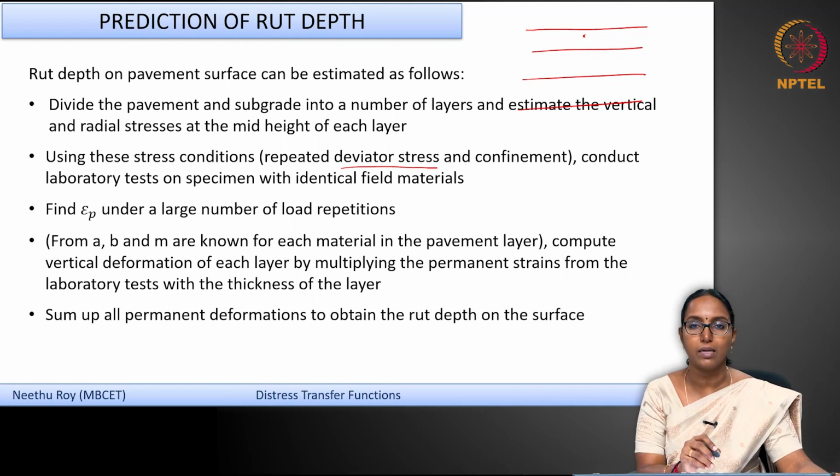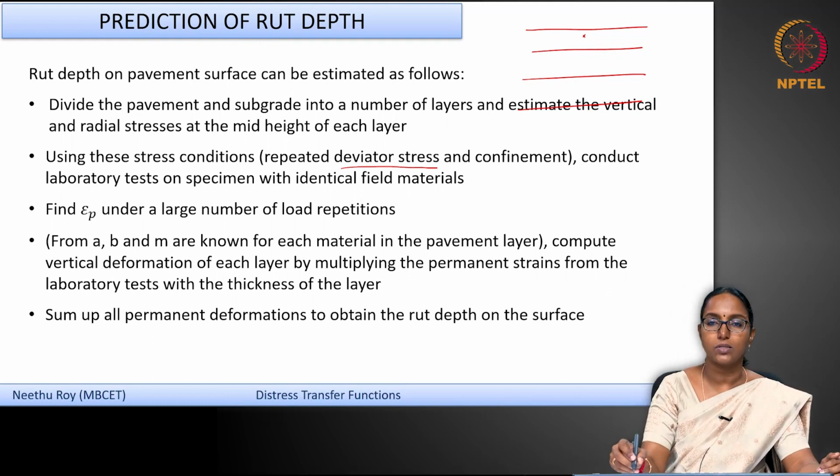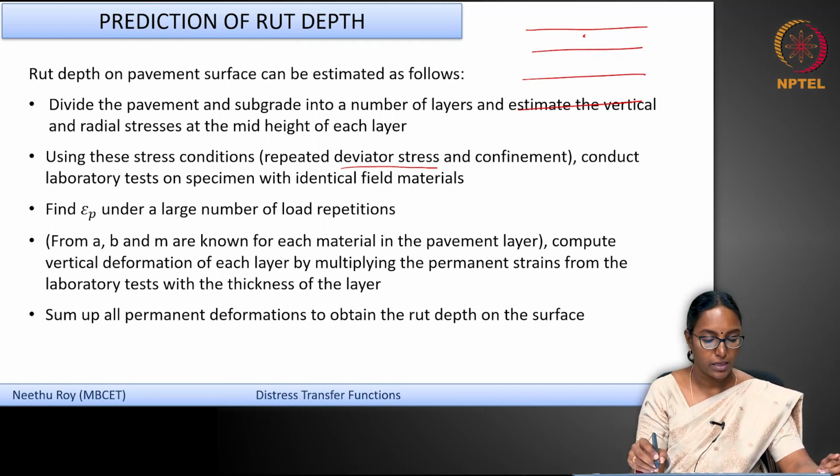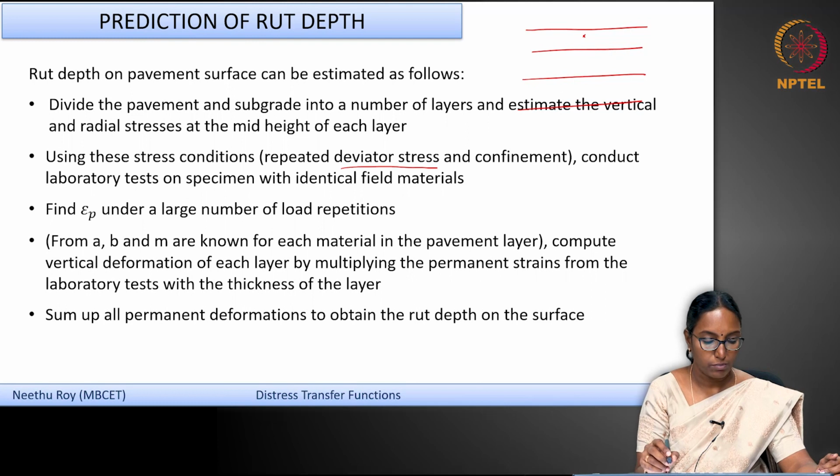Okay, so identical material can be used to cast specimens and test them with the stress states that are going to happen in the material, and epsilon p, that is the permanent strain in the material due to a large number of load applications, can be determined.